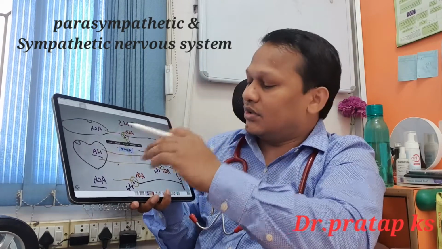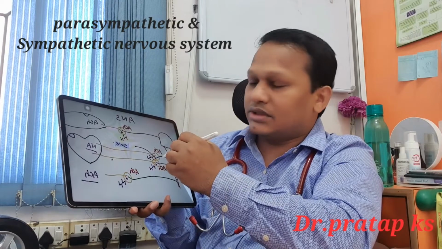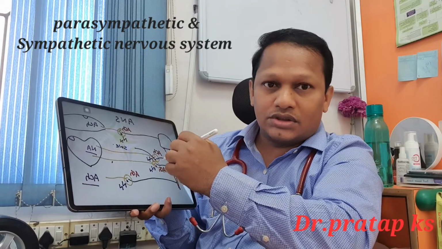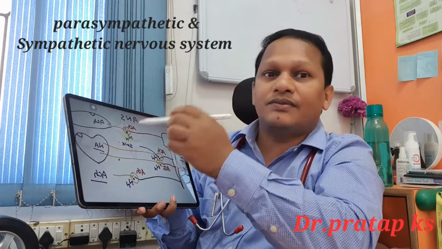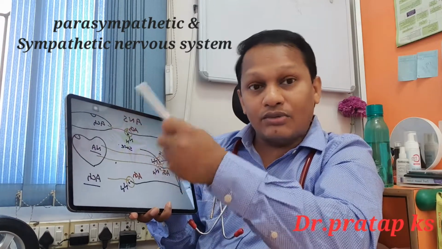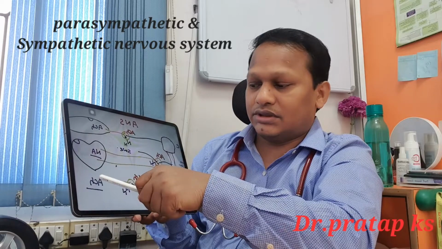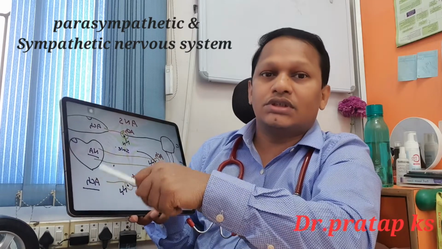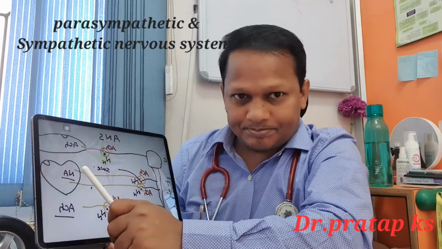That is, preganglionic fibers are shorter, postganglionic fibers are longer because the ganglion is situated away from the effective organs. That is the second thing.